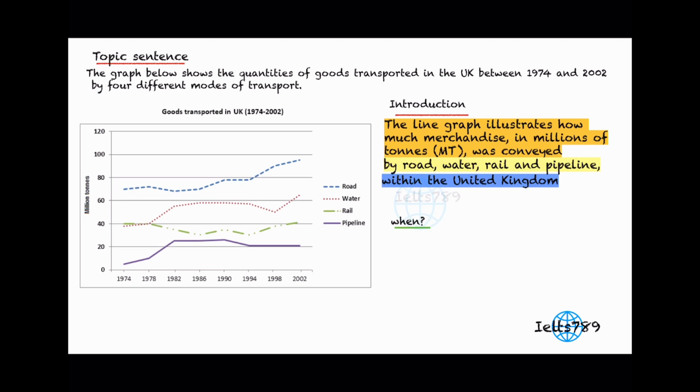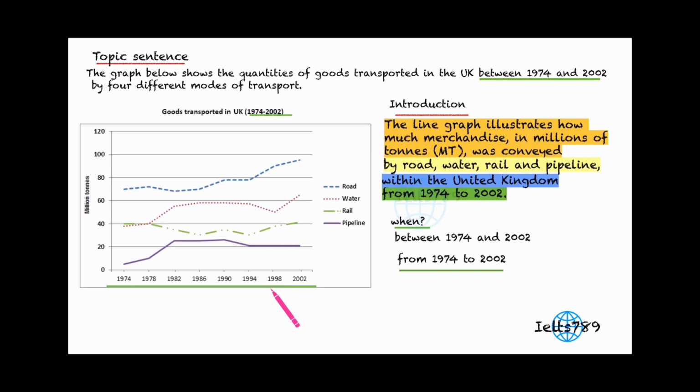Finally, we answer the question when. When were the goods transported? We see this in the topic sentence, between 1974 and 2002, and again in the graph title, and finally all along the x-axis. And here's our paraphrase, from 1974 to 2002.